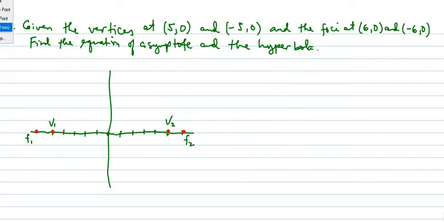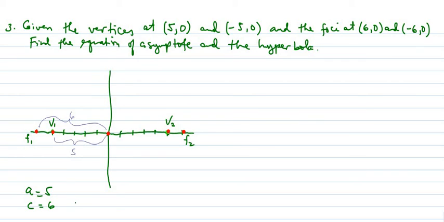Okay, so let me change my pen. If this is our center, then the distance from the center to the vertex is equivalent to 5. And then the distance from the foci to the center is equivalent to 6. Therefore, we have now the value of our a, which is equivalent to 5, and c, which is equivalent to 6. So we do not have a value of our b.